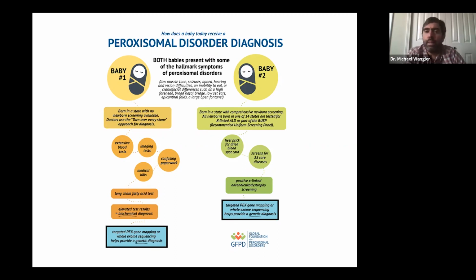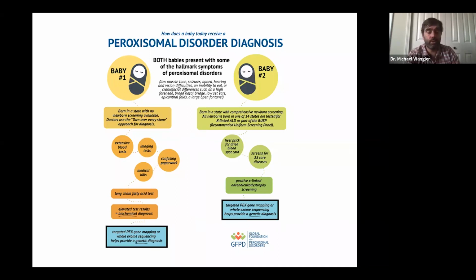But now let's think about baby number 2, okay? In baby number 2's situation, they're born in a state that's currently doing XALD newborn screening. On the second day of life, and maybe again at a week of life, they're going to get this screen and it's going to turn positive for XALD. So there's a lot of issues for that path, actually. First of all, the parents, regardless of what type of peroxisomal disorder they ultimately are diagnosed with, might initially hear about XALD and then be given all this information about XALD.